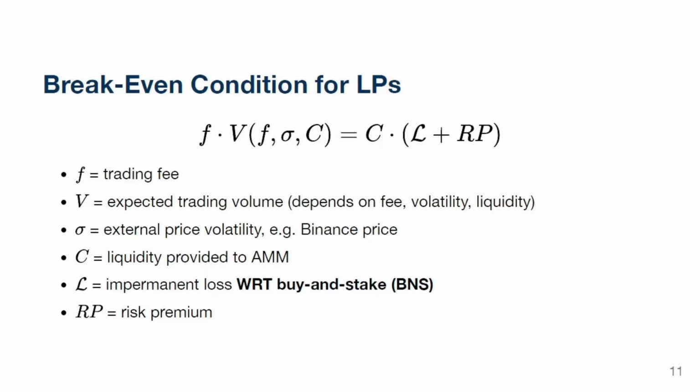Cool, so this is the actual break-even condition that we use. If you start with the total portfolio value of an LP being equal to the total portfolio value of a buy and stake portfolio, you can move some terms around and effectively you get this equation. And the best way to think about this, it's not super intuitive, is that the fees you make as an LP should be equivalent to the impermanent loss with respect to buy and stake on that same portfolio, or on that same initial deposit.